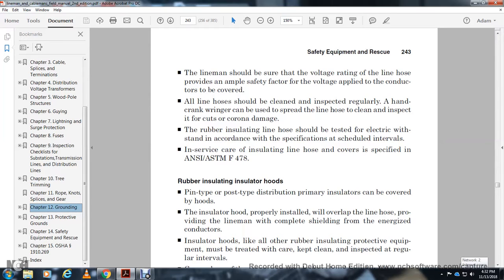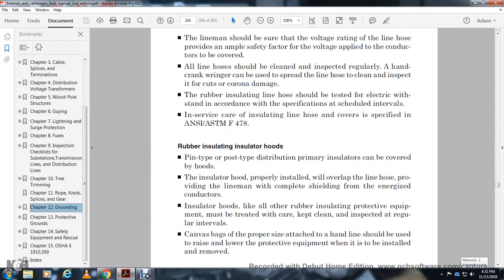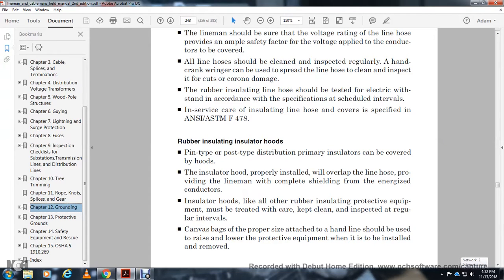Primary rubber insulation hoods, with the pin type and the hose type of the distribution primary insulator, can be covered by the hoods. Insulator hoods properly installed will overlap the line hose, providing the lineman with plate shielding from the energized conductors. The insulator hoods, like other rubber insulating equipment, must be treated with care, kept clean and inspected at regular intervals. Canvas bags are properly installed and attached for the hand line.